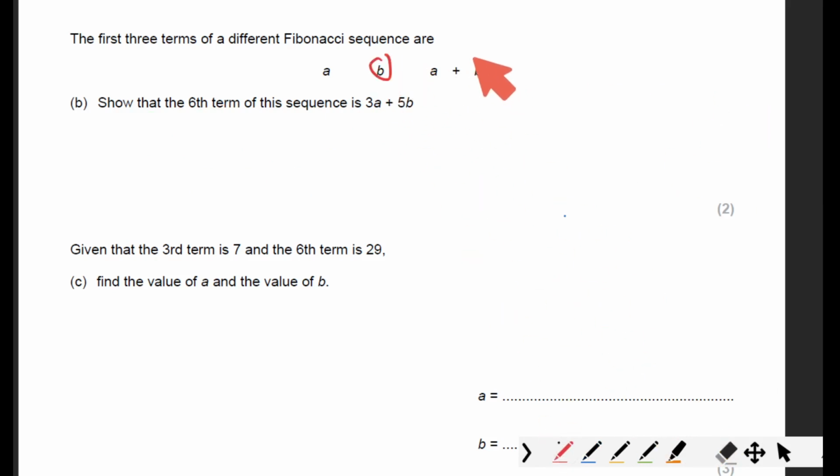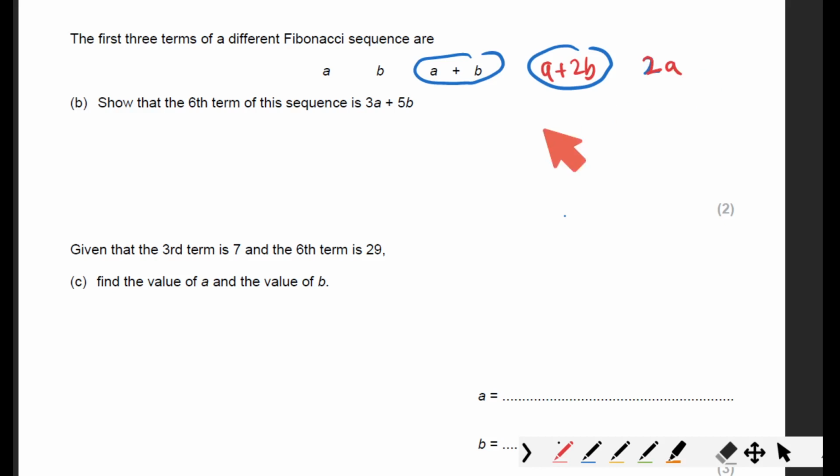So then we've got b plus a plus b. You're adding these 2, so collecting like terms, that's going to be a by itself, and then b plus b is 2b. That's the 4th one. To get the next one, you're adding that one and that one together. Collecting like terms, 1a add 1a is 2a, and add the b terms, b plus 2b is 3b.